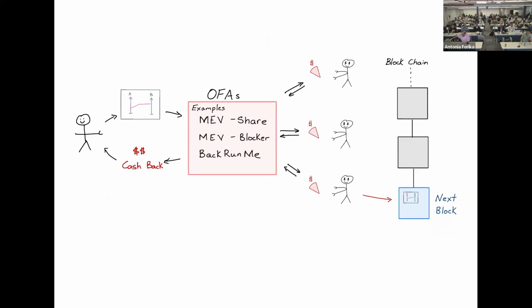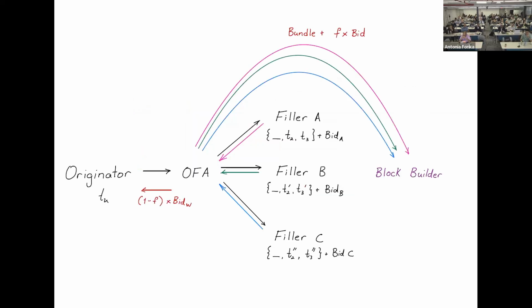Examples of the OFAs that work like this are MEVShare, MEVBlocker, and BackRunMe. I'll get into why it's called BackRunMe, but this is how they all work. They just compete to put your transaction on chain, and the person who gives the most cashback wins, and the user receives cashback and feels happy because they got a redistribution of the extractable value they're creating. I'm going to go into this a little more for those of you who are curious. So this is how they all work at a high level.